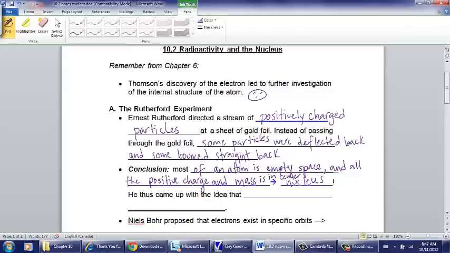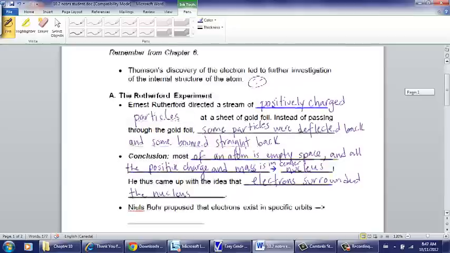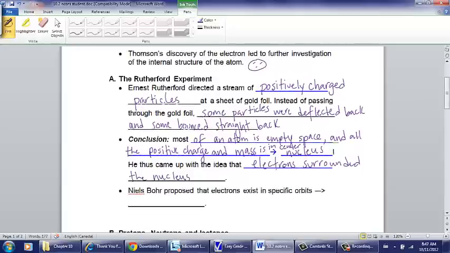He then came up with the idea that electrons surrounded the nucleus. So he knew that the electrons weren't in the nucleus, they surrounded the nucleus, and he then developed what is called the planetary model of the atom. And this model had some problems, and Niels Bohr was the one who suggested that electrons exist in specific orbitals, and he came up with the Bohr model.